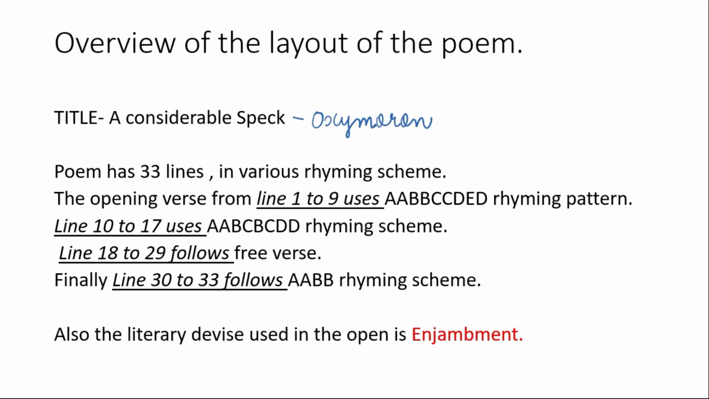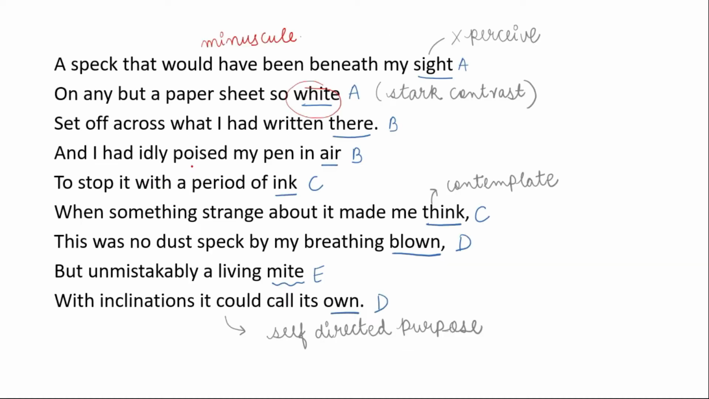Also, the literary device that is used in this poem is enjambment. Enjambment is when one line continues into the next line seamlessly without any comma. A reason why the poet may have used enjambment in this poem is because he wants to say that the observation of the speck is continuous and undisturbed. So maybe that is why there aren't any stanzas in this poem.